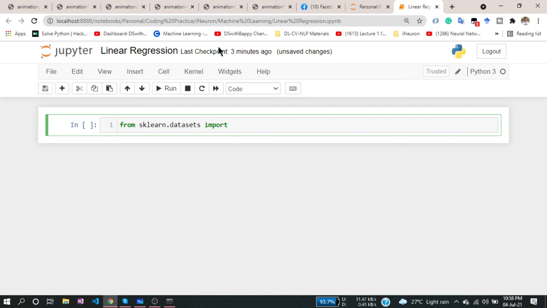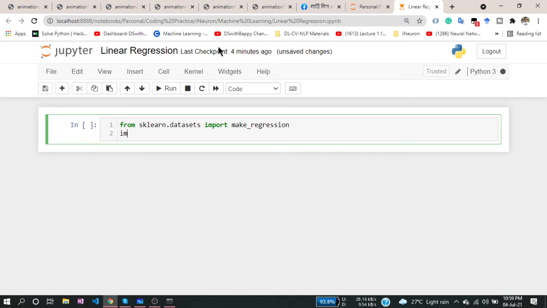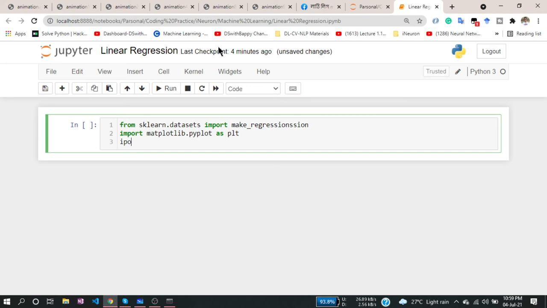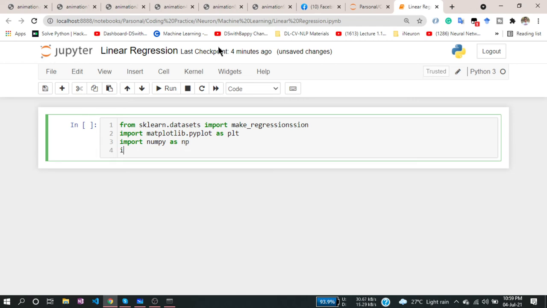So now let's make a regression data. I'm just creating my custom data, I'm not taking any fancy data. Import make regression, then import matplotlib.pyplot as plt, then import numpy as np.